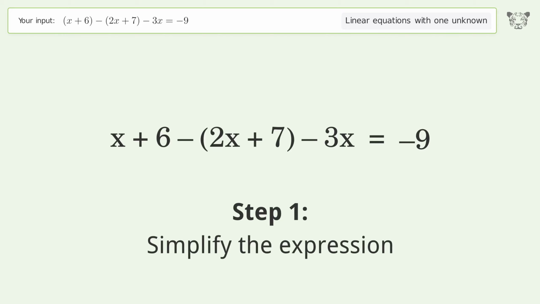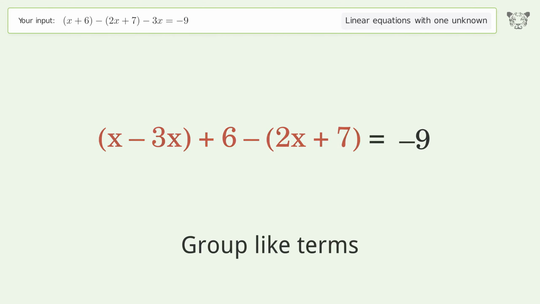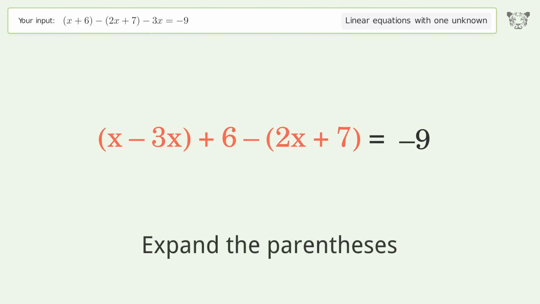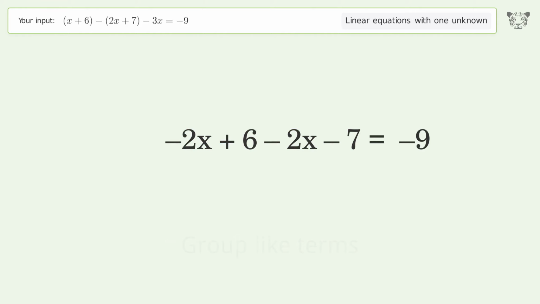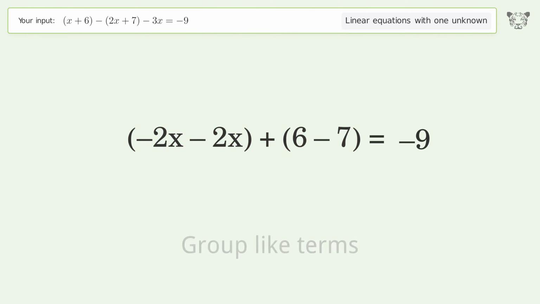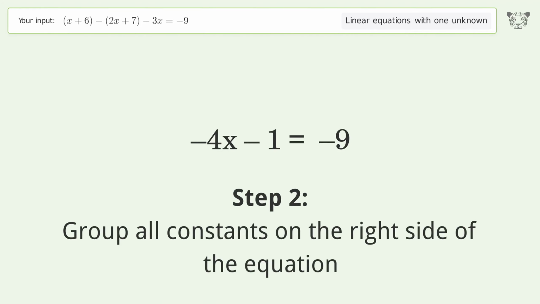Simplify the expression. Group like terms. Expand the parentheses. Group like terms. Simplify the arithmetic. Group all constants on the right side of the equation.